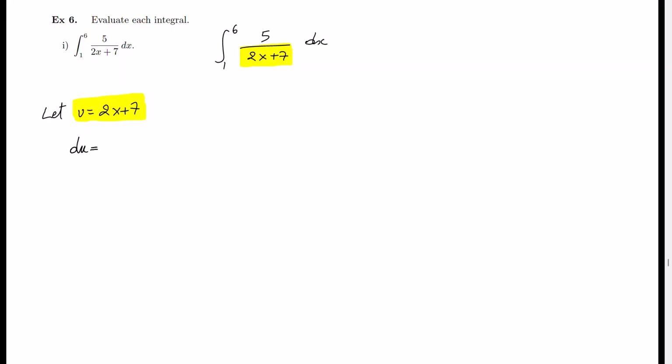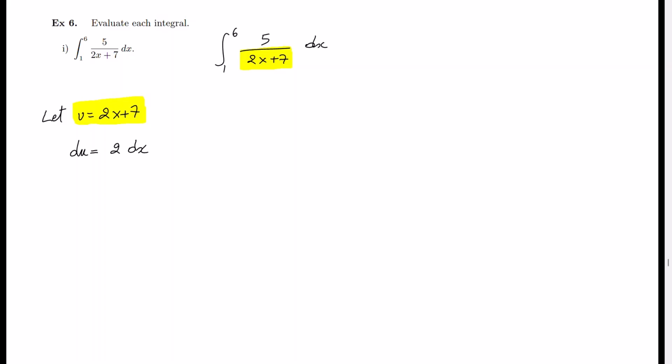Now, what about the du? What's the derivative of 2x plus 7? Well, the derivative of 2x plus 7 is simply 2 dx. So do I have exactly 2 dx in the numerator or not? It seems I have a dx and I want a 2, but I have a 5.